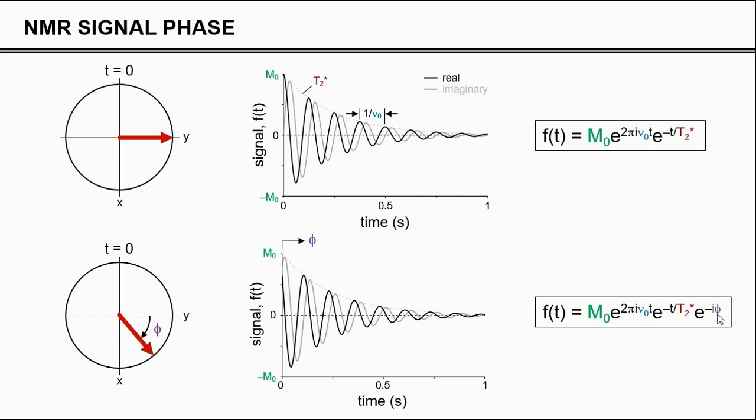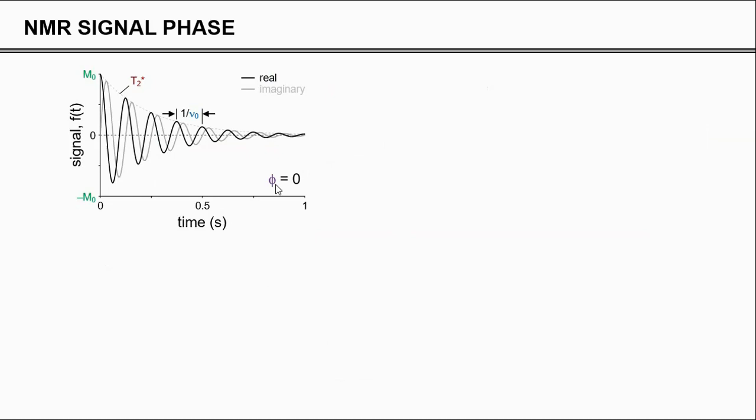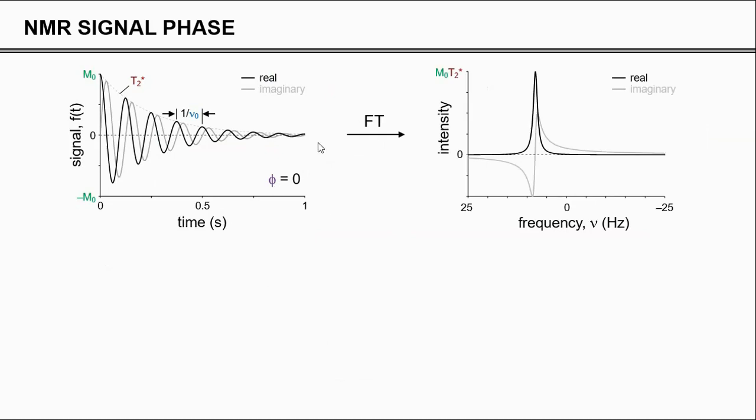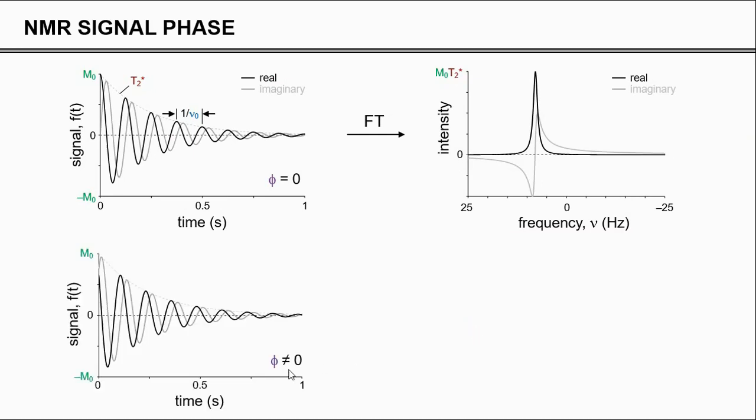Now, what kind of effect does this phase have on the NMR spectrum? Well, if the phase is 0, we already know we do Fourier transformation and we're going to get a complex valued spectrum in which the real part in black is the Lorentzian line, and the imaginary part, which is typically not shown but it's always there, is an out of phase Lorentzian line. Now, what if the phase is not 0? You can again see it on the FID. Both signals have some intensity.